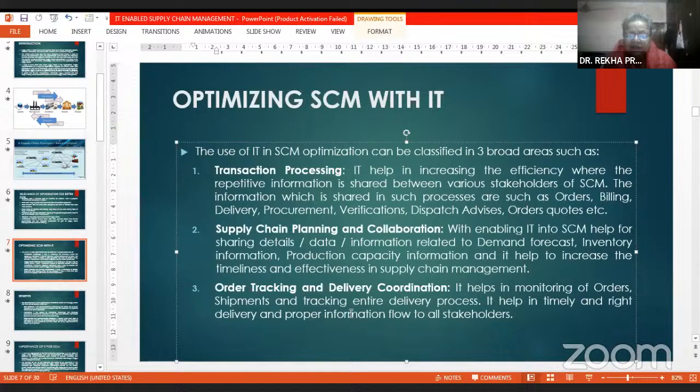Then order tracking and delivery coordination. It helps in monitoring of orders, shipments, and tracking the entire delivery process. It helps in timely and right delivery and proper information to flow to all stakeholders. See, all these things: transaction processing, supply chain planning and collaboration, order tracking and delivery coordination. This is all so that the right consumer gets the right thing of the right quality and the right price.